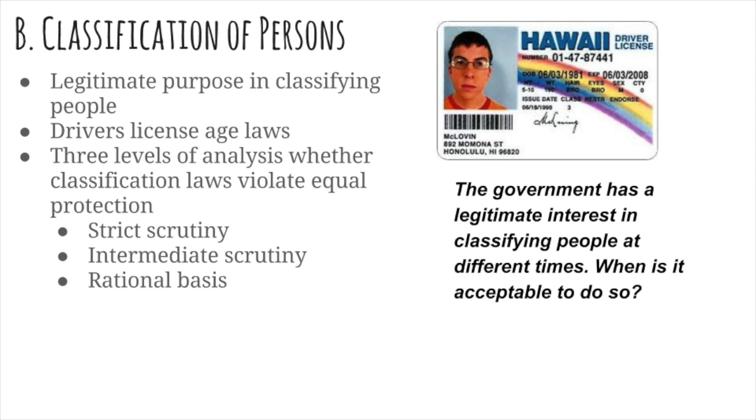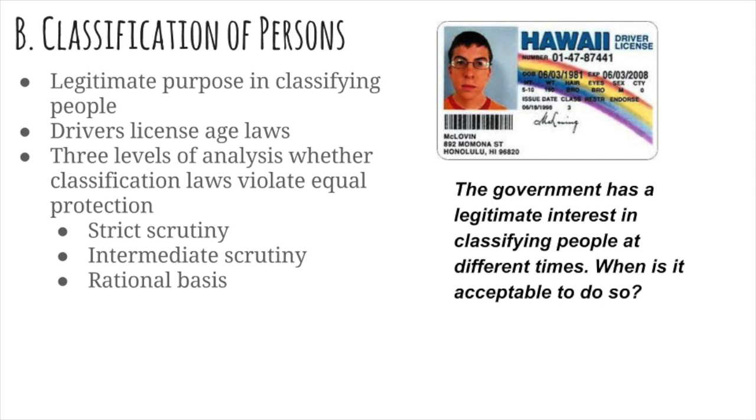Now, just because the federal government guarantees equal protection under the laws doesn't necessarily mean that they can't classify, or in some cases, you could even say discriminate against certain classes of people. Sometimes the state has a legitimate reason to classify people. The best example here would be driver's license age laws. As we learned from McLovin over here on the right, you need to be a certain age in order to be able to drive a motor vehicle. So we classify people that way.